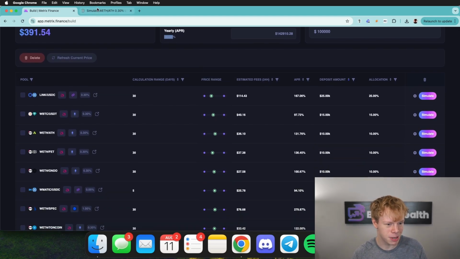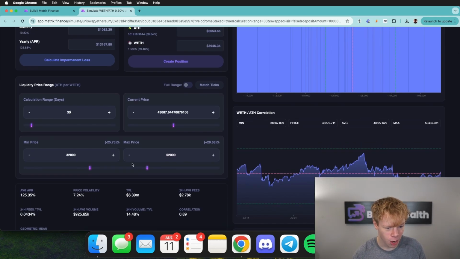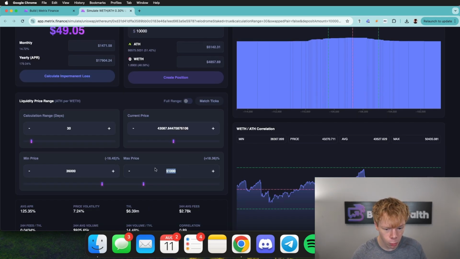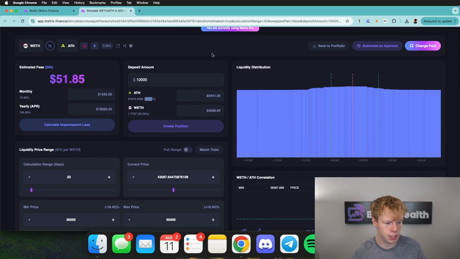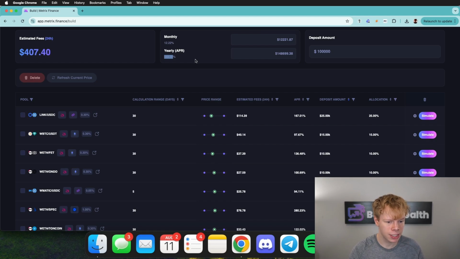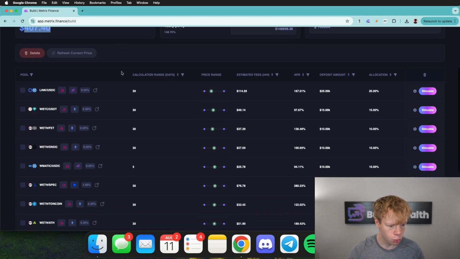Let's dive into Ethereum to ATH. This one definitely has a broad range that we can essentially tighten up. So let's do 36,000, and then let's do 51,000. That gets us about 50-50. If you want to weight a little bit more towards ATH token, we could do 50,000. That gets us 55%. Now we're at 148% APR, getting close to the $420 per day.